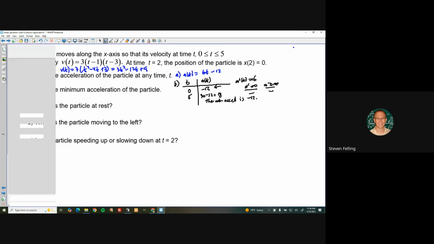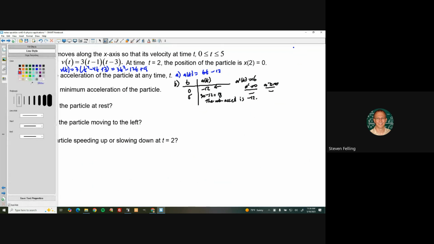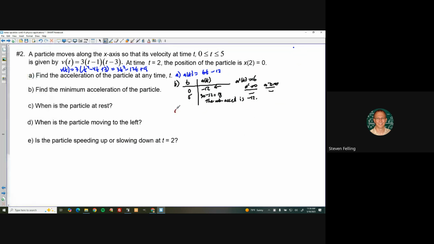When is the particle at rest? That is going to be whenever the velocity is 0. I like to just state that. The particle is at rest when the velocity as a function of time is 0. So that is when 3 times t minus 1 times t minus 3 equals 0, which occurs at t equals 1 and t equals 3.